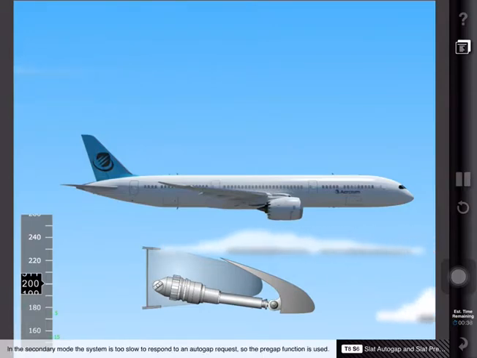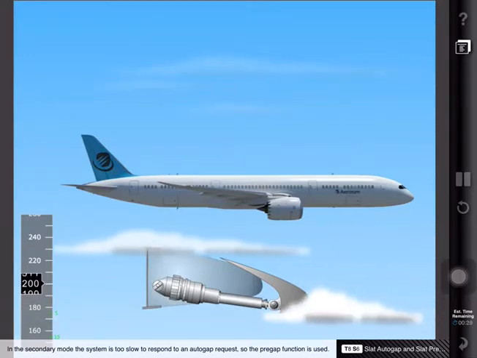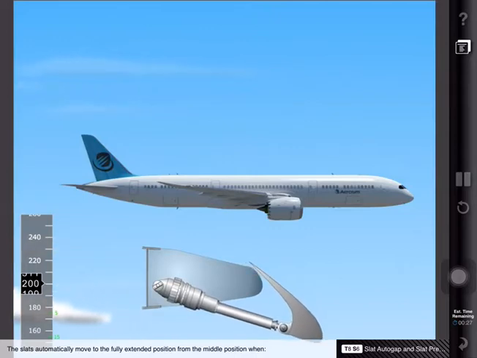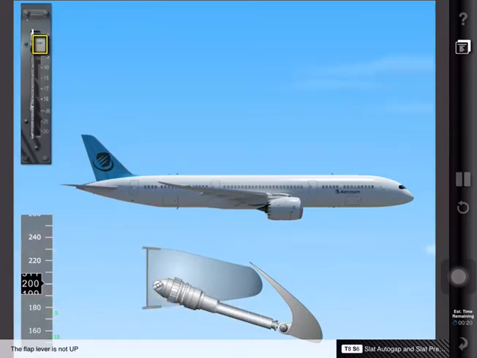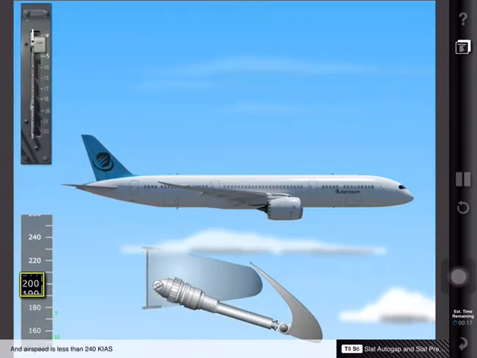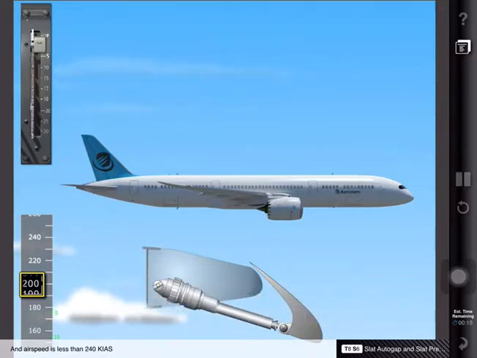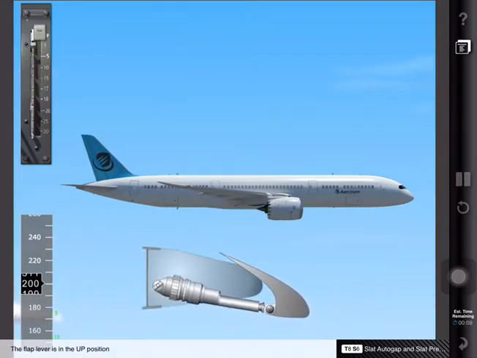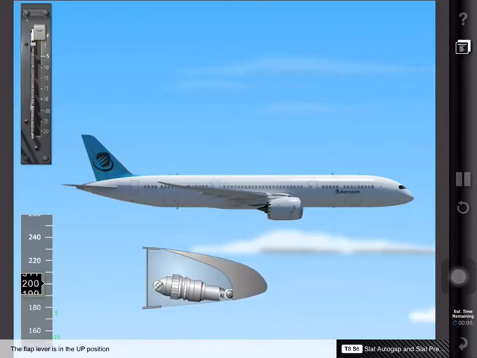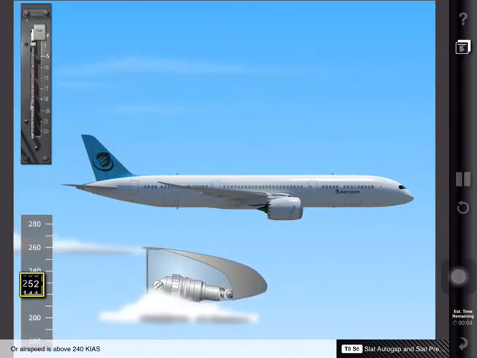In the secondary mode, the system is too slow to respond to an auto gap request, so the pre-gap function is used. The slats automatically move to the fully extended position from the middle position when the flap lever is not up and airspeed is less than 240 knots. The slats remain in the extended position until the flap lever is in the up position or airspeed is above 240 knots.